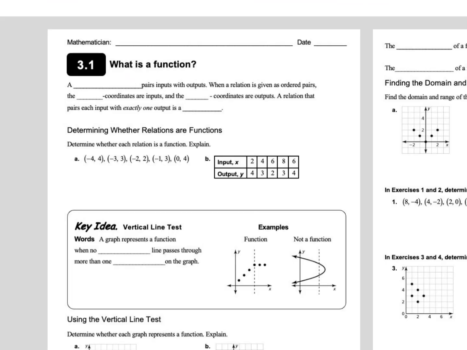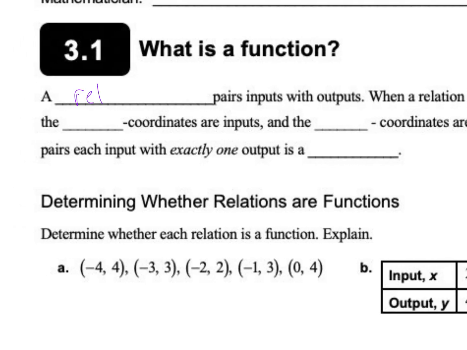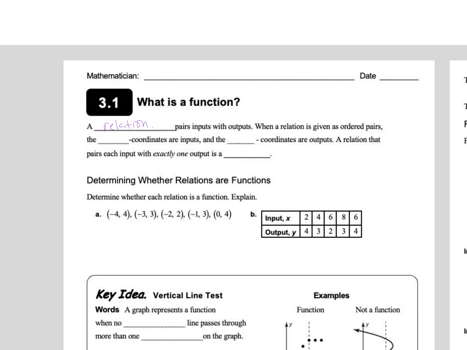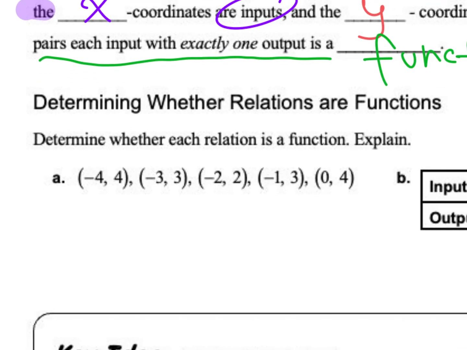So, a relation pairs inputs with outputs. And we know from talking about function of the day that a relation is just a set of inputs and outputs. So let's keep reading this. When a relation is given as ordered pairs, the x coordinates are inputs, x is input, and the y coordinates are outputs. And a relation that pairs each input with exactly one output is a function.